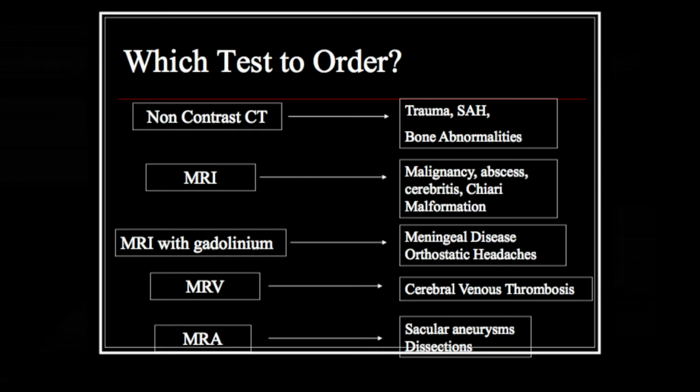And if you ask, well, when do you give gadolinium with the MRI? Well, if you're worried about a low-pressure headache syndrome, the dura will often enhance in that situation. Or if there's meningeal disease, or if you're worried about metastatic disease and or leptomeningeal carcinomatosis, giving the gadolinium contrast makes a lot of sense. Now, when you order an MRV, you're worried about a cerebral venous thrombosis. If you do an MRA, you're looking for things like dissections of the artery and or saccular aneurysm. So really, which test you order depends upon what diagnosis you're actually entertaining.